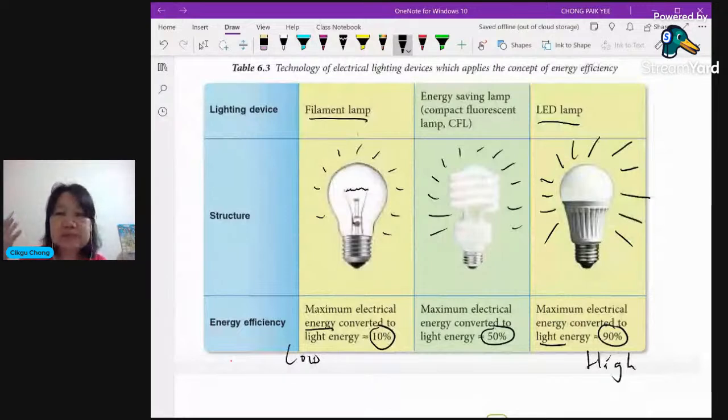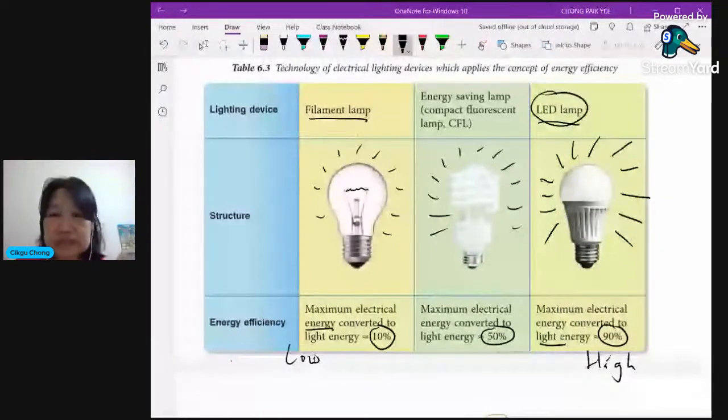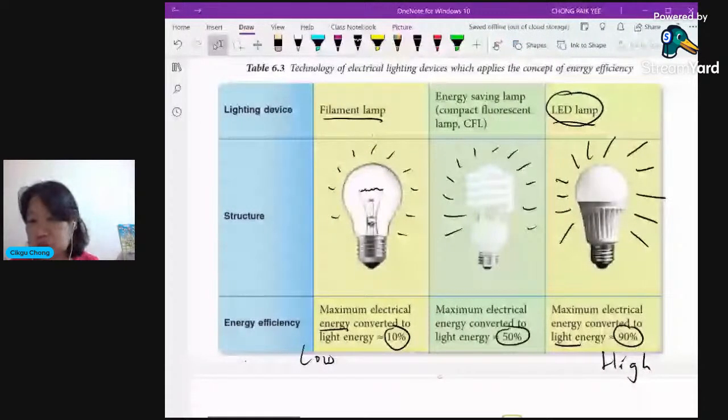So this is a high energy efficient bulb. That's why usually now we buy this LED lamp. Two advantages. Number one, very efficient. That means you give this amount of energy, almost all of it becomes light. Number two, it is also long lasting, because the technology of producing the bulb is not the same as a filament. It doesn't have to heat up any wire. There's no tungsten wire inside. So it uses a different technology and it's more lasting.